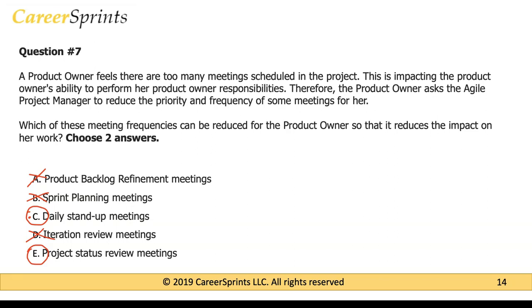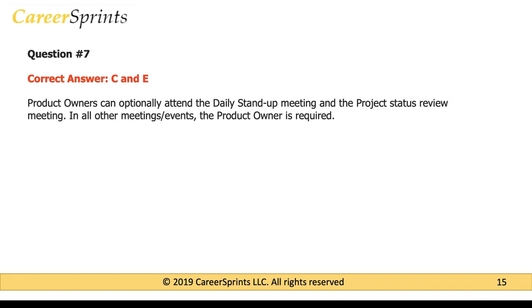So basically the question was about which of the meeting frequencies can be reduced for the product owner. So daily stand-up and project status review meetings would be the correct answer. So obviously you can go to the next page or to the next slide, and you can see the correct answers are C and E, and you can read the explanation.